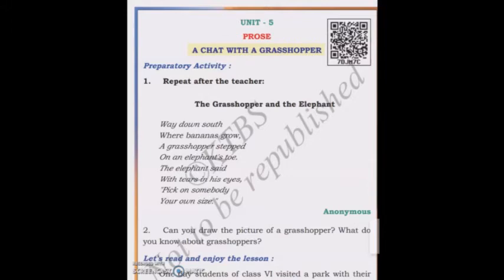There's a small poem here, The Grasshopper and the Elephant. Way down south where bananas grow, a grasshopper stepped on an elephant's toe. The elephant said, with tears in his eyes, pick on somebody your own size. Okay, that was a funny poem.